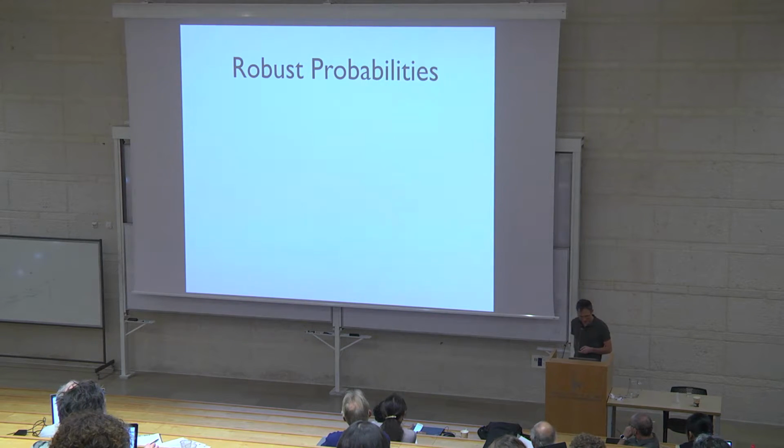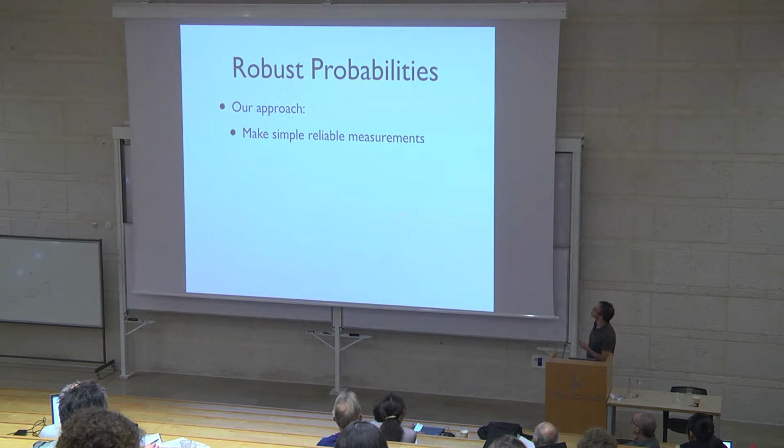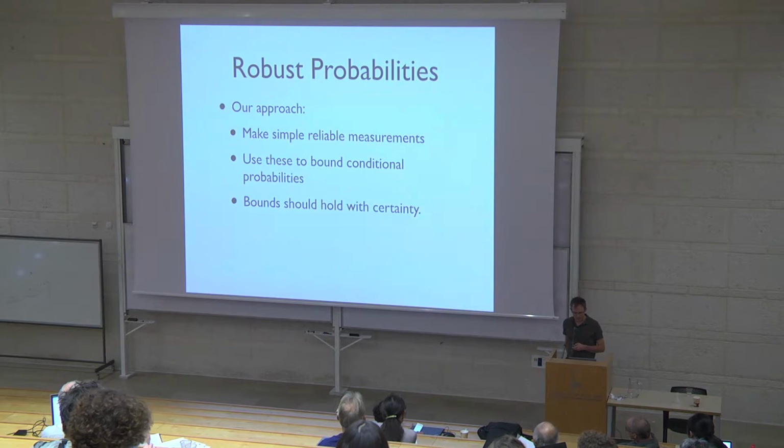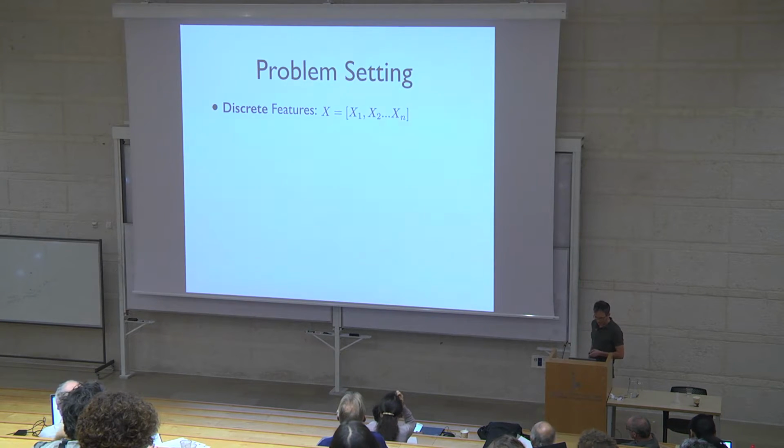All right. So here's what we're going to do. We're going to assume that we have some simple reliable measurements in the form of these simple conditional probabilities. And we're going to use these to bound conditional probabilities. And we'd like these bounds to be provably true.